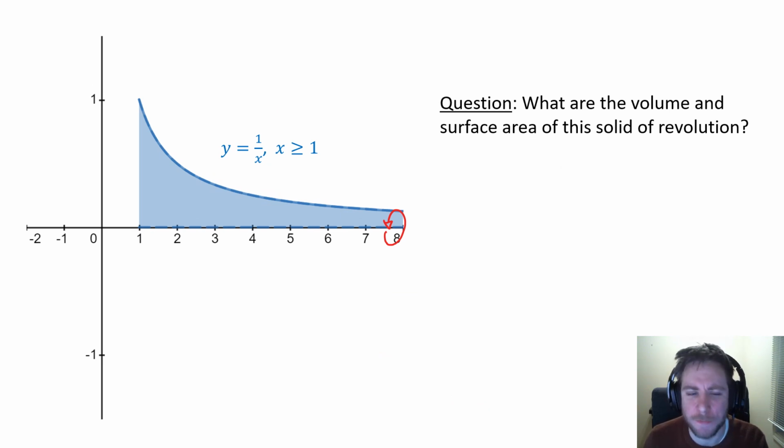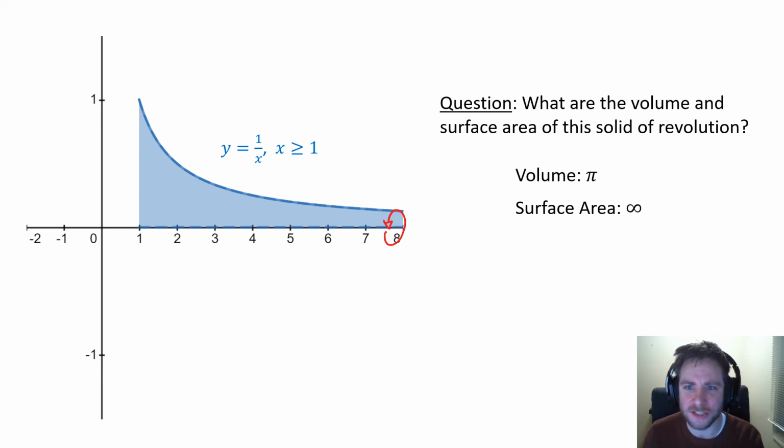Let's take a moment to ponder these results. We just found Gabriel's horn has a finite amount of volume, but an infinite amount of surface area. And that's really weird because it would suggest that you could fill the horn with a finite volume of paint, and yet you'd need an infinite amount of paint just to coat the interior. This is commonly referred to as the painter's paradox.